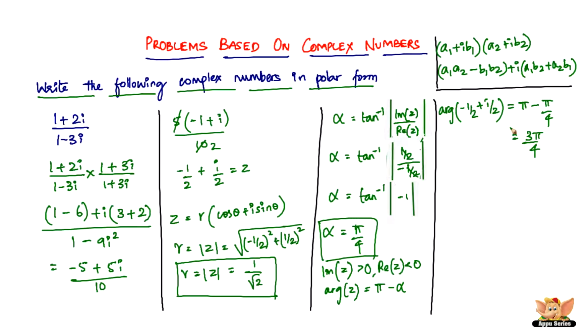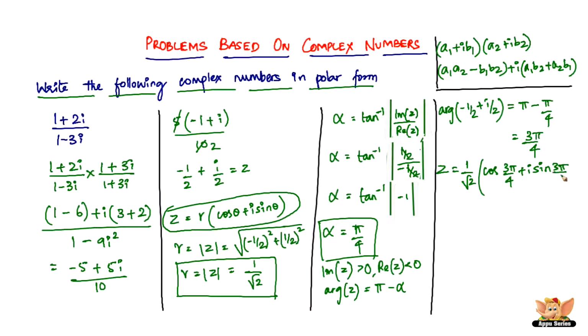We just have to substitute the given values in this expression here. z equals, r is given by 1 by square root of 2, times cos of 3 pi by 4 plus i times sine of 3 pi by 4. Theta is nothing but the argument of the given complex number, which is 3 pi by 4. So this given thing is the polar form of 1 plus 2i divided by 1 minus 3i.